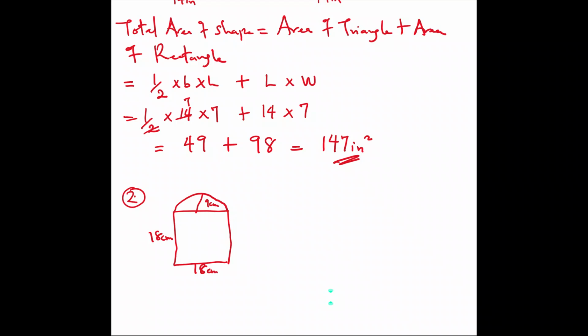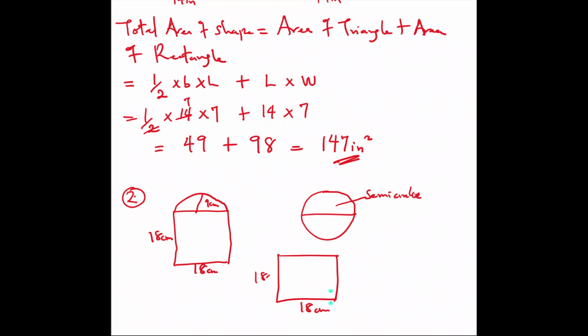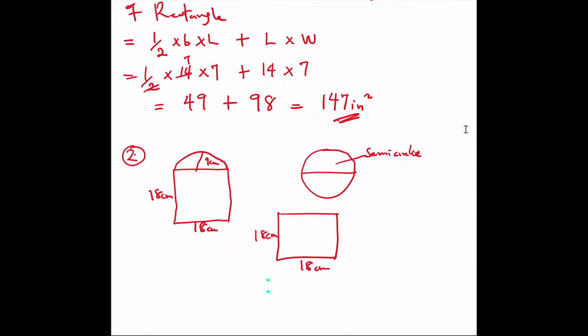If you look at this shape, this is like a semicircle placed on top of a square. When you draw half of a circle, this is a semicircle. The reason why I call this a square, if you look at the base of this shape, the base is 18 centimeters and the length is 18 centimeters. That means all four sides are equal, and the only shape that has all four sides equal is a square. And this is what the semicircle looks like.